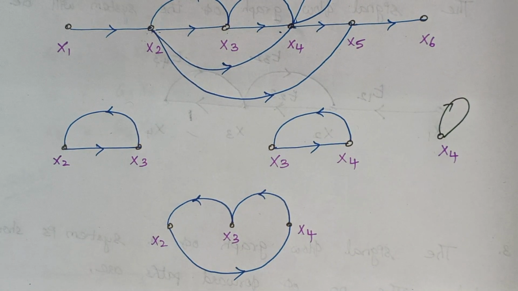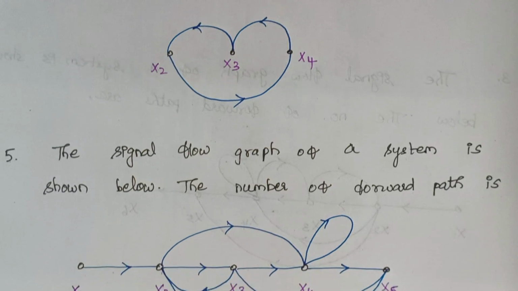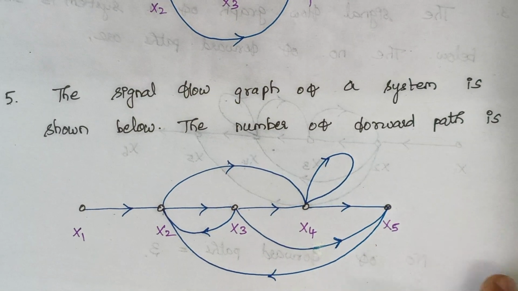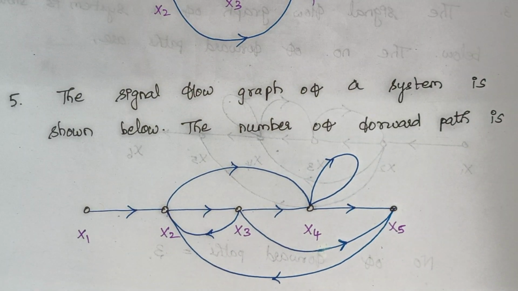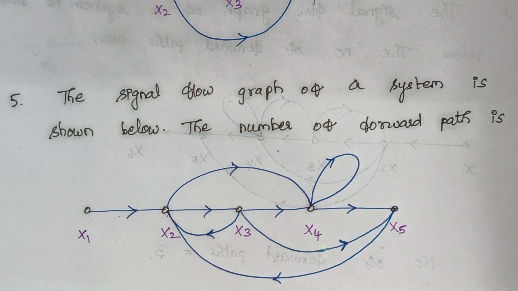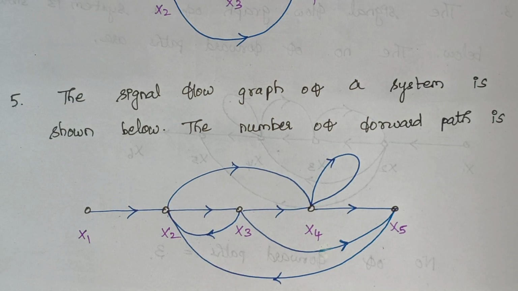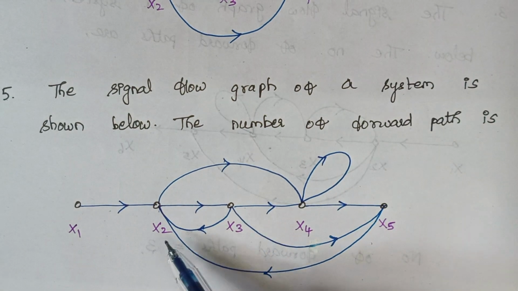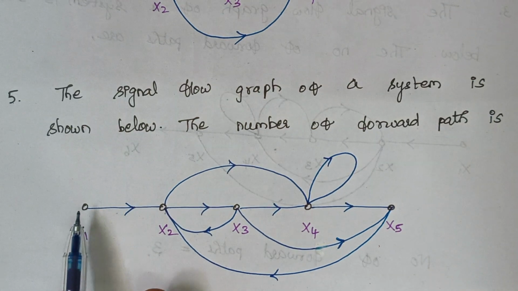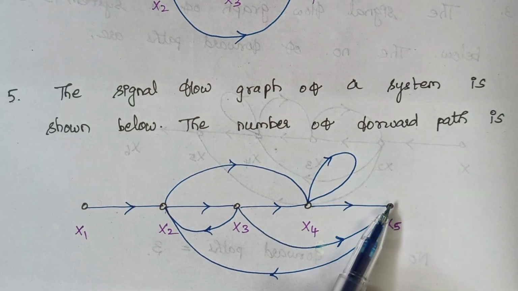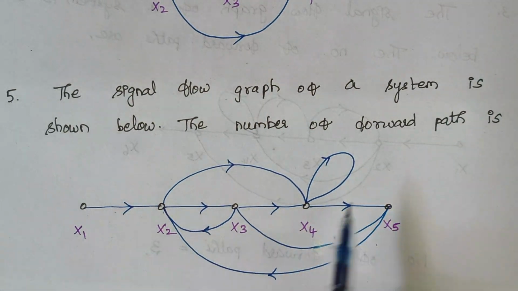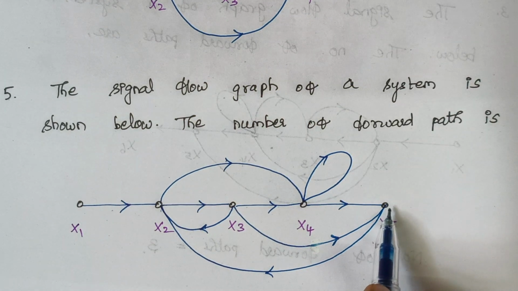Now the next thing is, the signal flow graph of a system is shown below. Calculate the number of forward paths. Again the same thing: the arrows should always proceed forward. So in this case, you see this is our first forward path. It starts at x1 and it ends at x5.